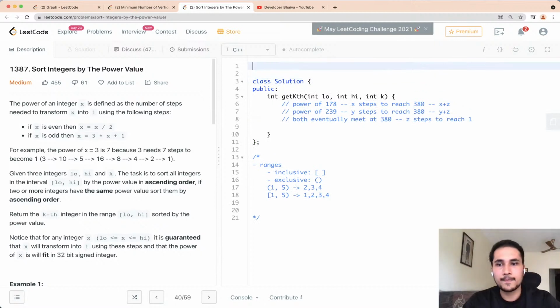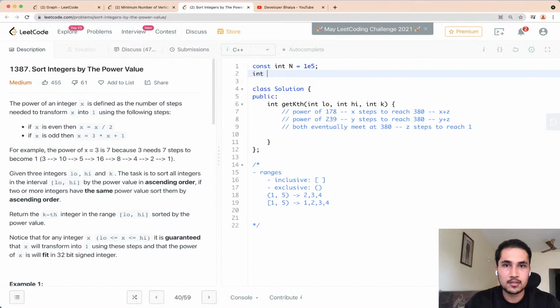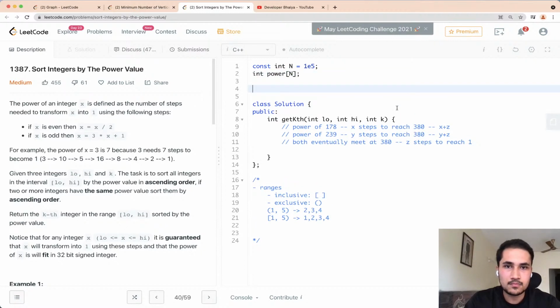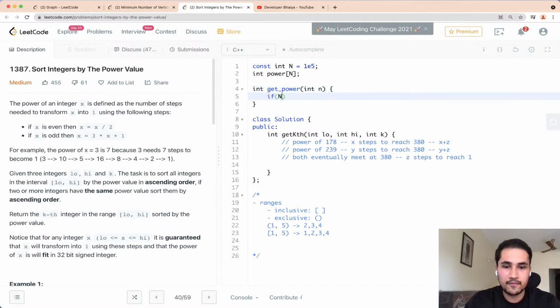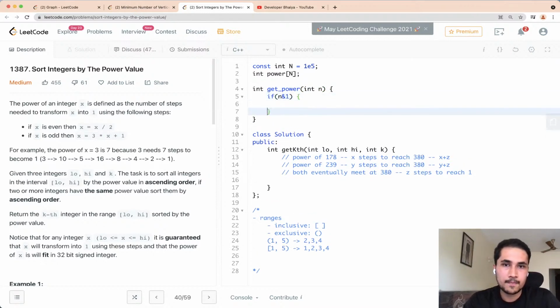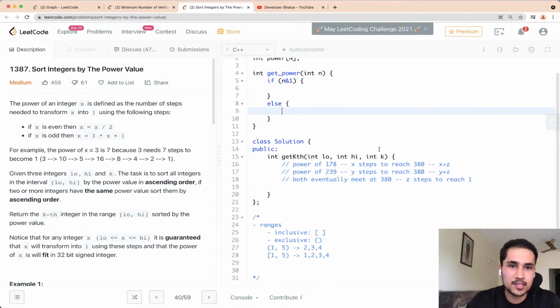So let's see. Let's play safe and go with something like this: int power value. So let's use power, and what we can do is int get power of a number n. It will be something like if n and 1. So this is if it's odd, right? So do something, else do something. We'll figure this out later on.